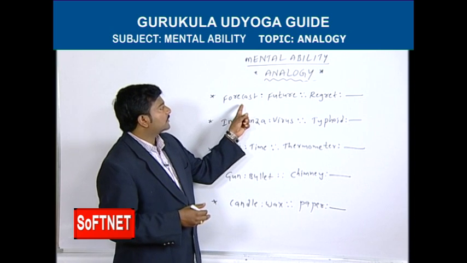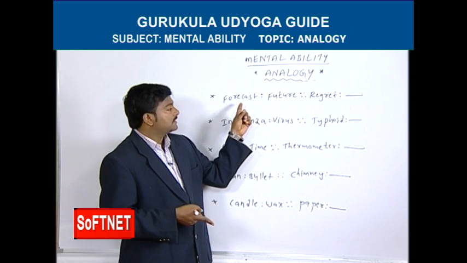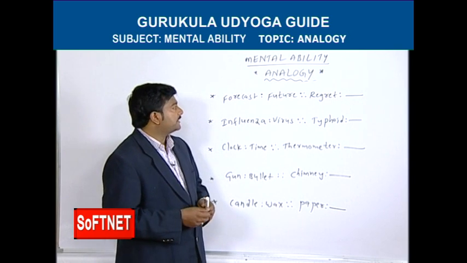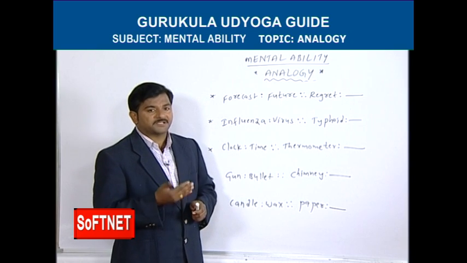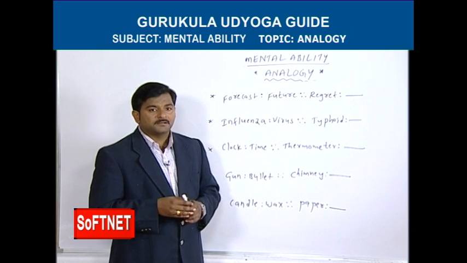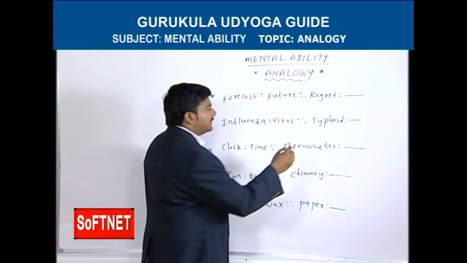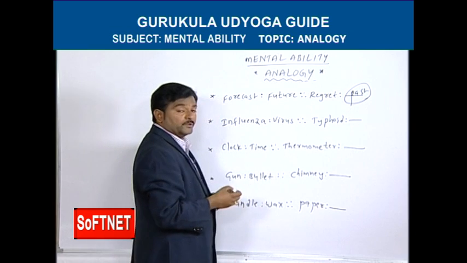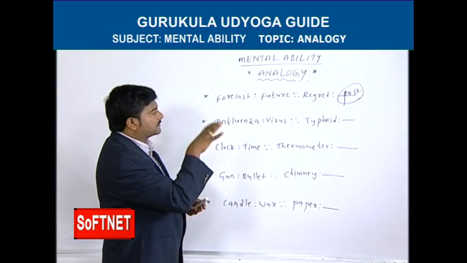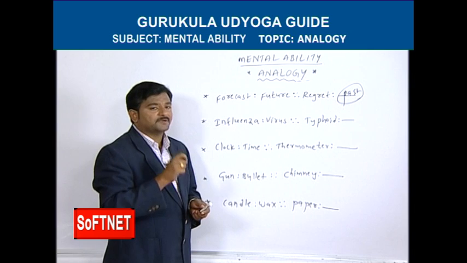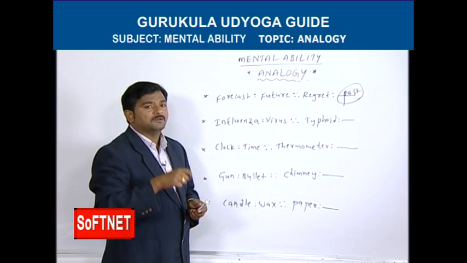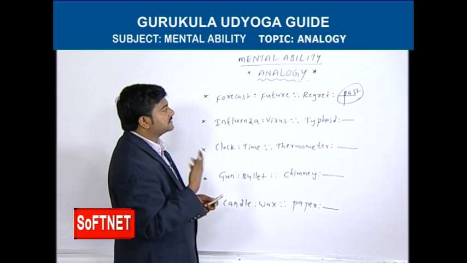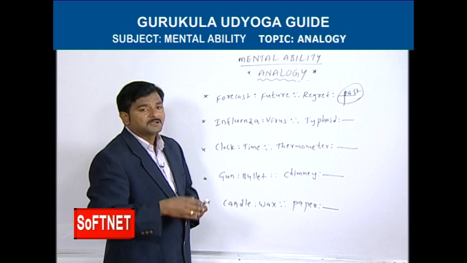Now observe here: forecast, future; regret, dash. Usually forecast is for future actions, similarly regret is for only past actions. I already told you about this at the start of the chapter, but I list it here also. Forecast is for future actions, regret is for past actions. We express regret for what has passed. Regret means expressing that sorrow. It is for only past actions.